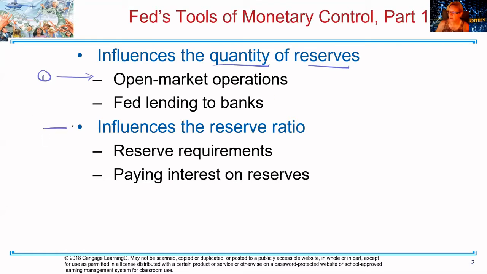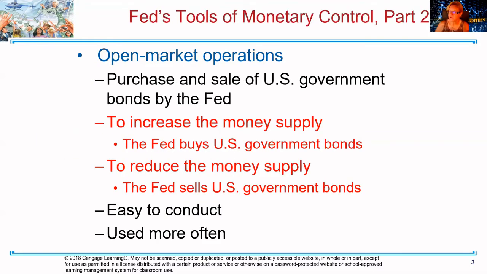They can also influence the required reserve ratio. Remember, we used that in the money multiplier, and the money multiplier was 1 over the required reserve ratio, which shows how much new money is created through the fractional reserve system. So the first tool that the Fed uses is what we call open market operations. And this one we use most often because it's easy to use.